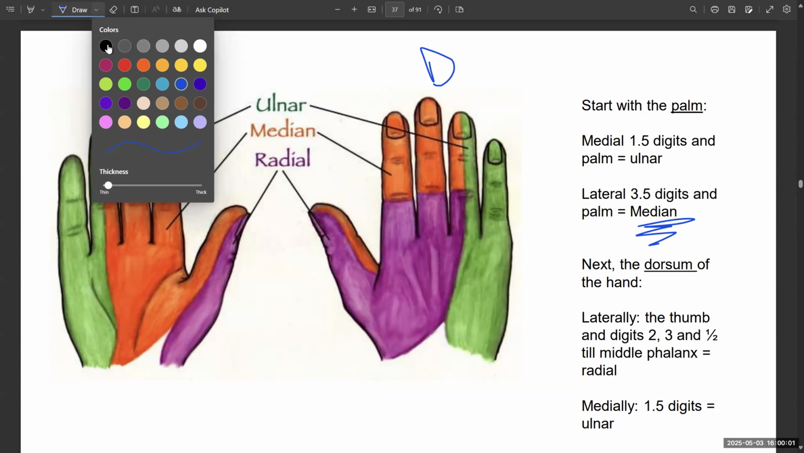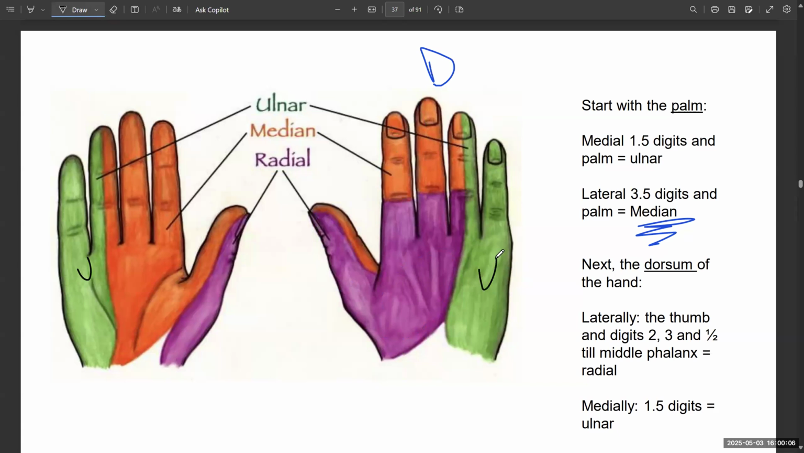Right. So let's use black. Now, you have ulnar. Both sides of the hand, medially. And then laterally, you have 2 innervations. You have the median nerve on the palmar side and a little bit of median on the dorsal side. And then the rest of the area that is not supplied by the median is supplied by the radial.